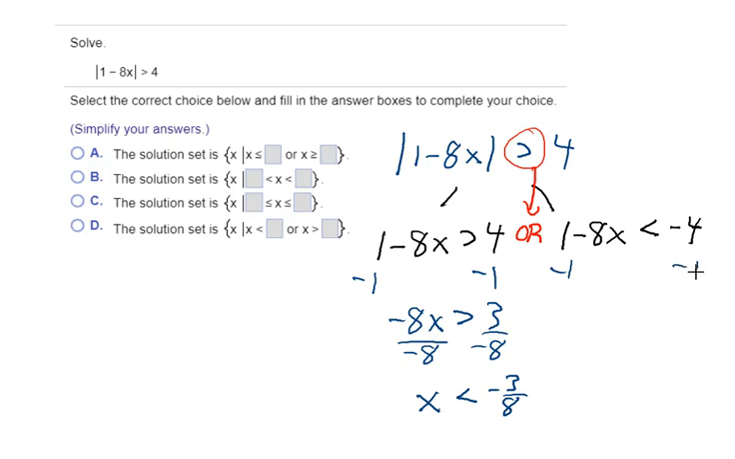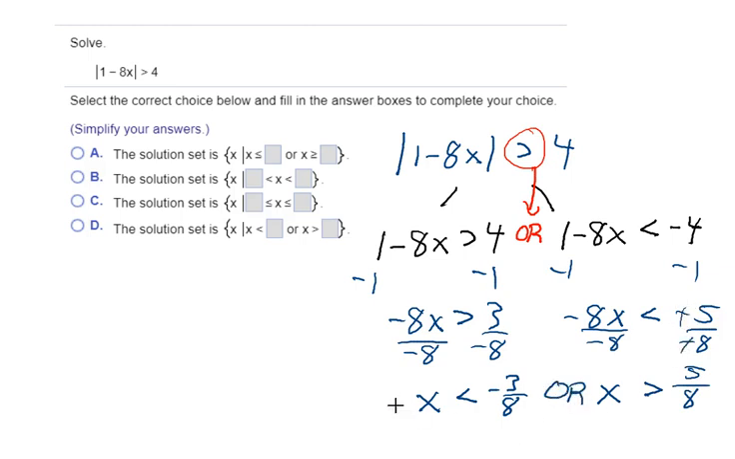Same steps over here. Should have done it at the same time. Subtract 1 from both sides, we get negative 8x is less than negative 5. Divide by negative 8 on both sides, and we'll get x is, flip the symbol around, and we'll get positive 5/8 because a negative divided by negative is positive. And again, this is still going to be an or, and so this will be my final answer.